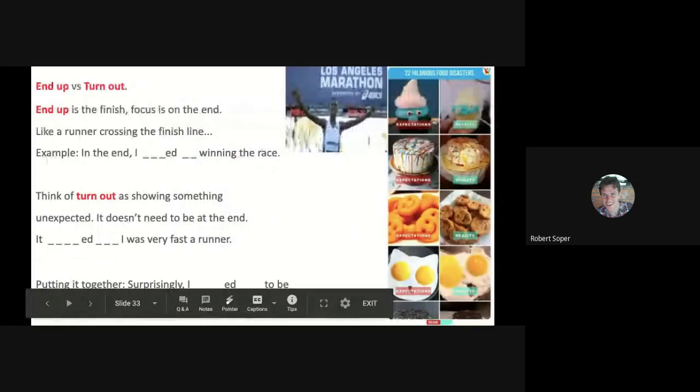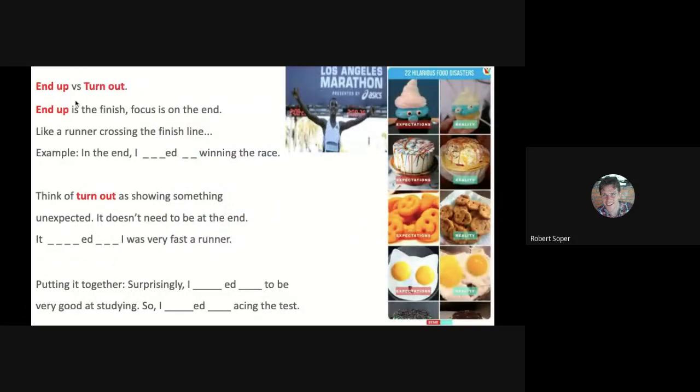Okay, two things that are worth considering this week is the difference between end up versus turn out. End up versus turn out. They are often considered similar, but they are technically different. So remember, end up is the finish. The focus is on the end.